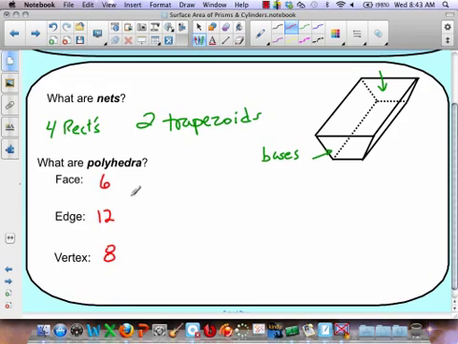What I'm going to do is pause this real quick. And what I want you guys to do is very quickly, on whatever mobile device you have, look up Euler's formula. Alright, so in the search, Cheyenne, what'd you find? So F plus V is equal to E plus 2.